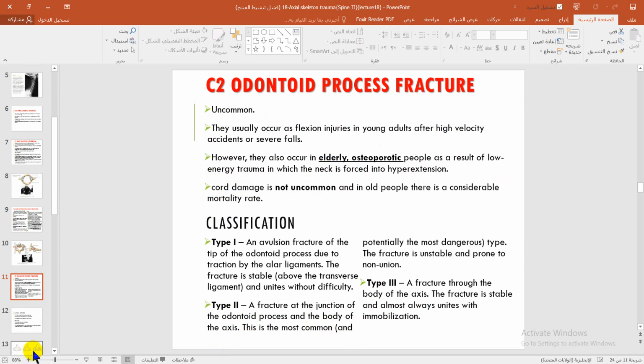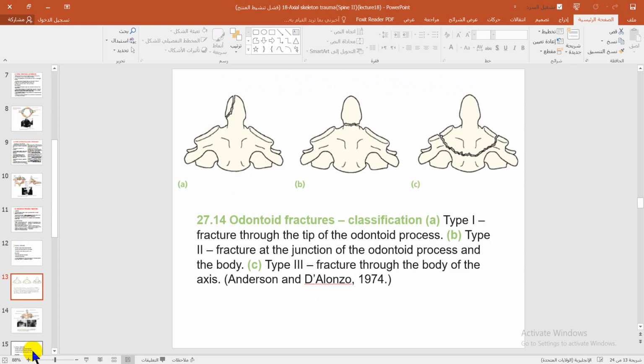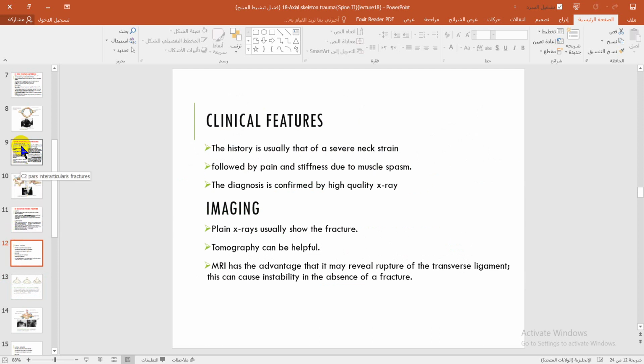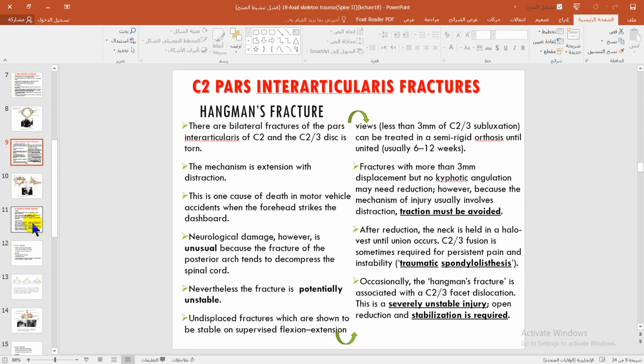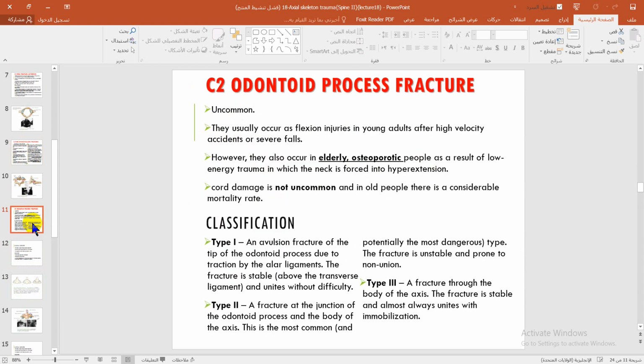C2 odontoid process fractures. This is the second type. It's uncommon. This usually occurs as a flexion injury in the young adult after a high velocity accident or severe fall. However, it also occurs in elderly osteoporotic people as a result of low energy trauma in which the neck is forced into hyperextension. Cord damage is not uncommon. Spinal cord damage is not uncommon, and in old people there is a considerable mortality rate.